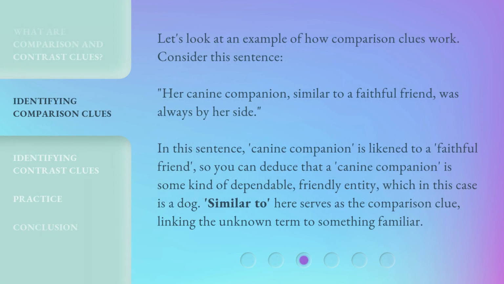Let's look at an example of how comparison clues work. Consider this sentence. Her canine companion, similar to a faithful friend, was always by her side. In this sentence, canine companion is likened to a faithful friend. So you can deduce that a canine companion is some kind of dependable, friendly entity, which in this case is a dog. Similar to here serves as the comparison clue, linking the unknown term to something familiar.